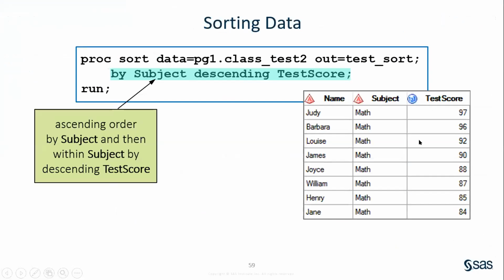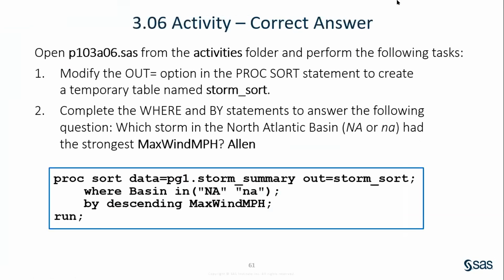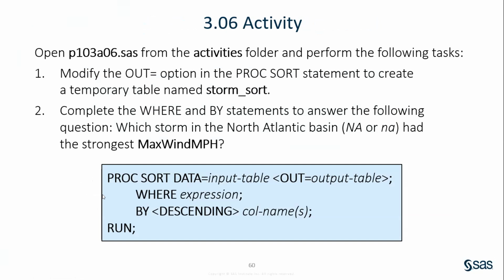Fine. Okay, so now open this activity from the activities folder. Modify the out equal to option in the proc sort statement to create a temporary table called storm_sort. Complete your where and by statement to answer the following question. Go ahead and use the syntax to work on this activity.